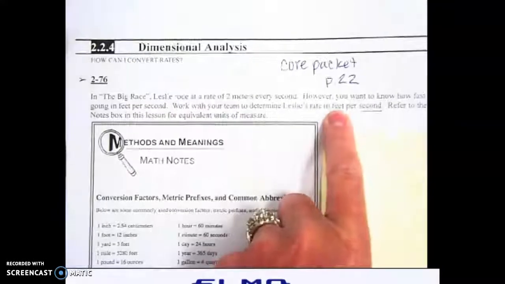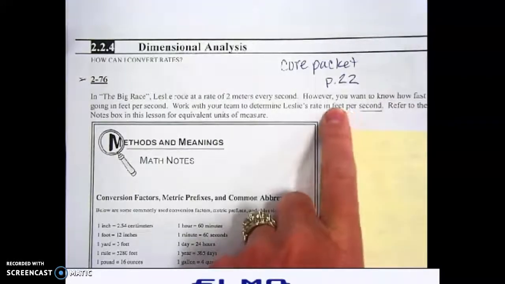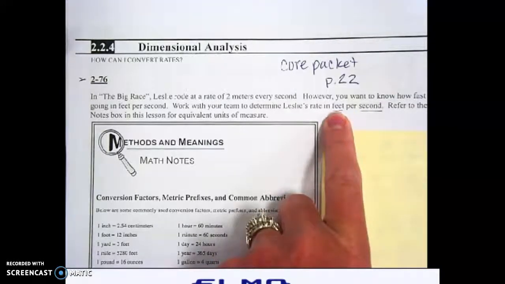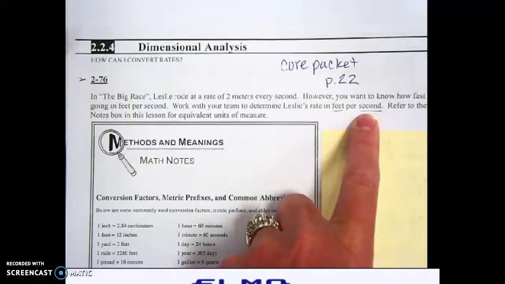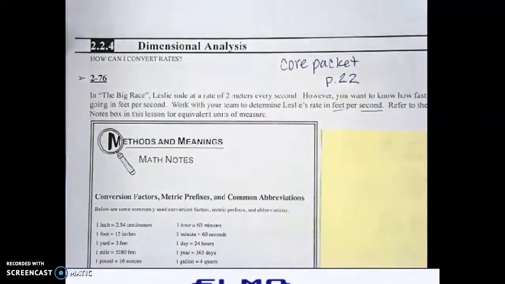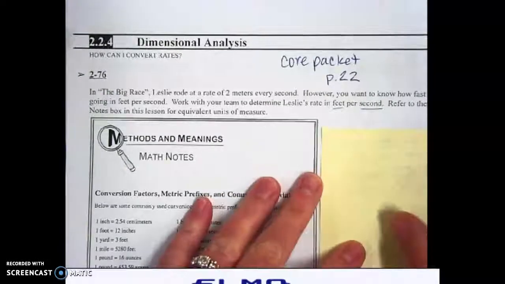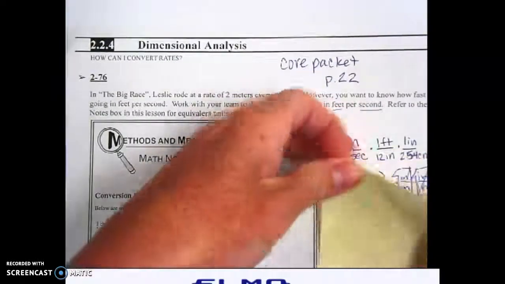For instance, here they ask you for feet per second. Okay? They want you to ultimately get your answer in feet per second. So you might want feet in the numerator, you might want feet in the denominator, you might want inches in the numerator, you might want inches in the denominator. It's just going to depend on the question and how it's going to work for you. It's the same ratio, bless you. It's just going to get you the answer that you want. Okay? So here's how it works.